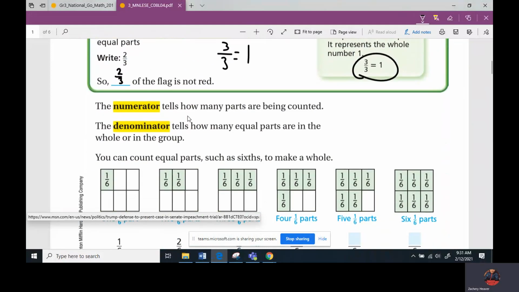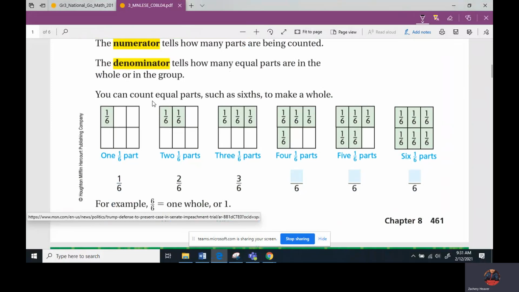So the numerator tells us how many parts are being counted. We know this. The denominator tells us how many equal parts there are, how many is in it total. So it says you can count equal parts such as 6 to make a whole. We have 1/6, 2/6, 3/6, 4/6, 5/6, and 6/6. And we see the 6/6 makes an entire rectangle.